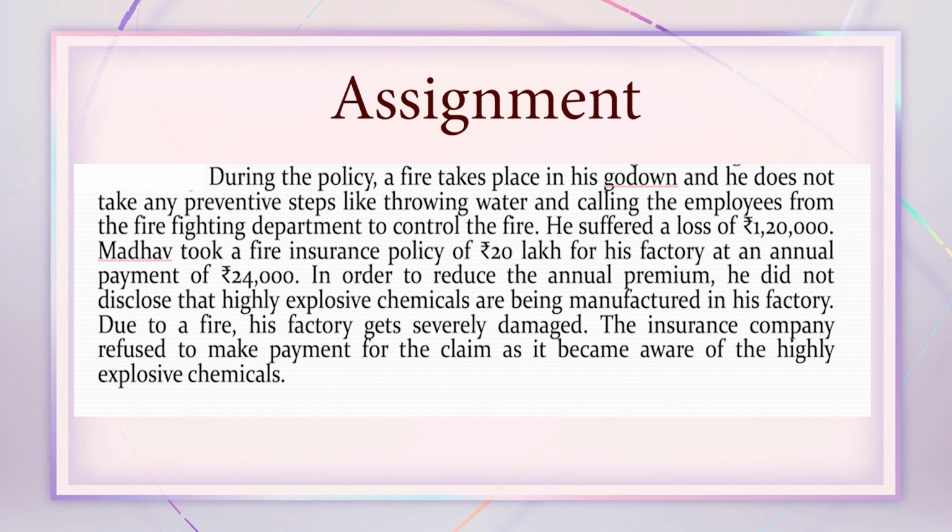Madhav took a fire insurance policy of rupees 20 lakh for his factory at an annual payment of rupees 24,000. In order to reduce the annual premium, he didn't disclose that highly explosive chemicals are being manufactured in his factory. Due to a fire, his factory gets severely damaged. The insurance company refused to make payment for the claim as it became aware of the highly explosive chemicals.